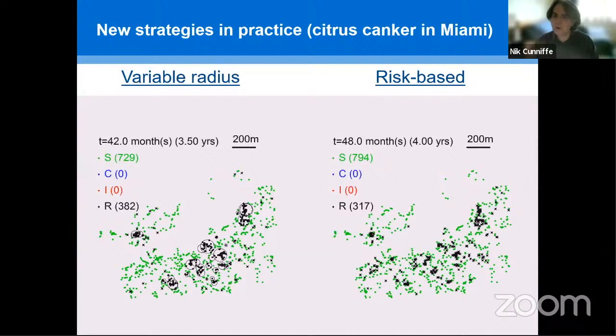And then our measure of how well we've done is the number of removed hosts at the end. So, as I say, the risk-based control can be difficult to understand, but here in this individual replicate simulation, the disease was eradicated at a cost of 317 removals. The variable radius, you might have seen, if I play the movie again, do you see this? Yeah, you can see that the radius of control is different in different places in space, and there's some rationale for choosing different radii in different places. And that is already performing less well, and it eradicates the pathogen at the cost of 382 removals.